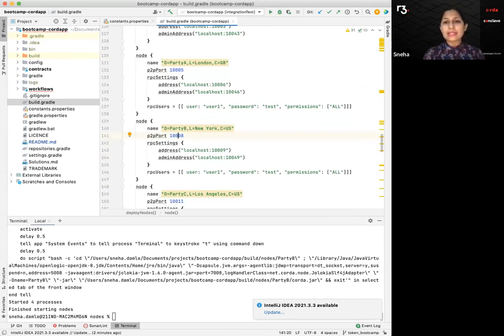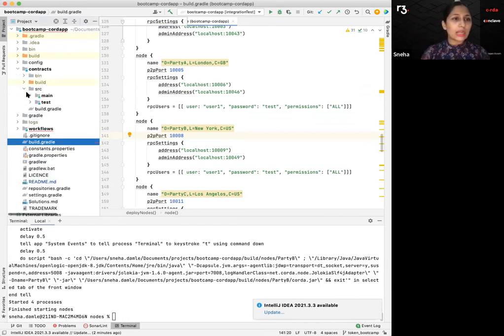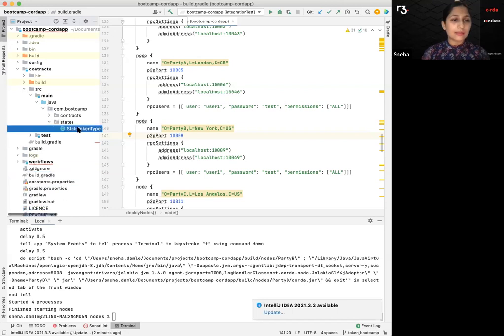For this particular sample, we will see how to create the base asset type on the ledger. Then once we've created the base asset type, we'll see how you can issue fungible and non-fungible tokens based off this base asset type. To do that, let's quickly jump into the state class.